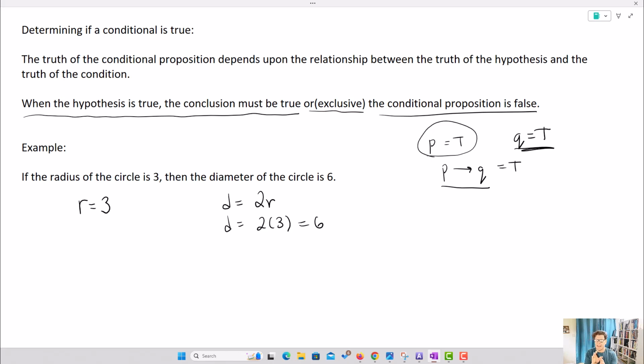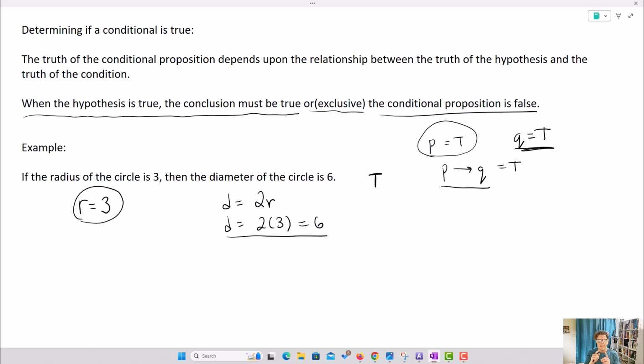Now, if you think about this, you want to think, okay, well, that's true. If I know that the radius equals 3, then that forces the diameter to equal 6. Absolutely true every time. And so hence the conditional is true.